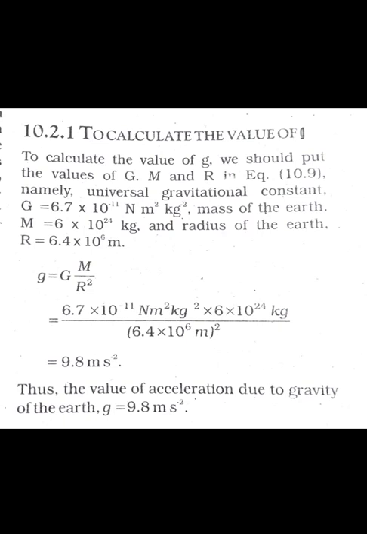Now, how to calculate the value of acceleration due to gravity? To calculate it, we have to put the values of the universal constant of gravitation, then the mass of the earth, then d. Here d, I told you, is the distance of the object from the surface of the earth, which can be taken as the radius of the earth.